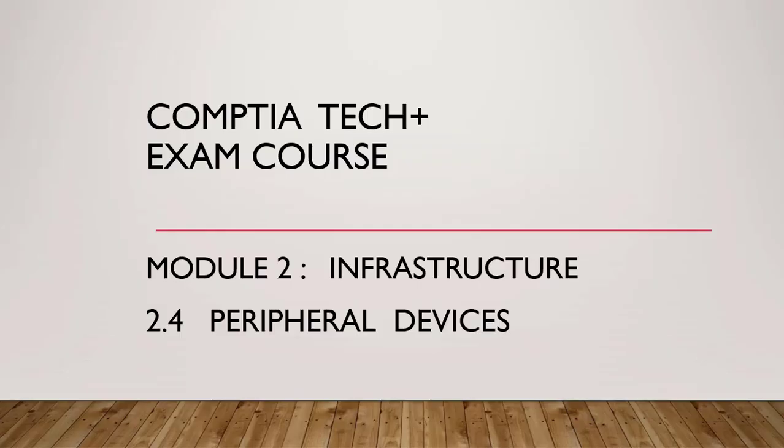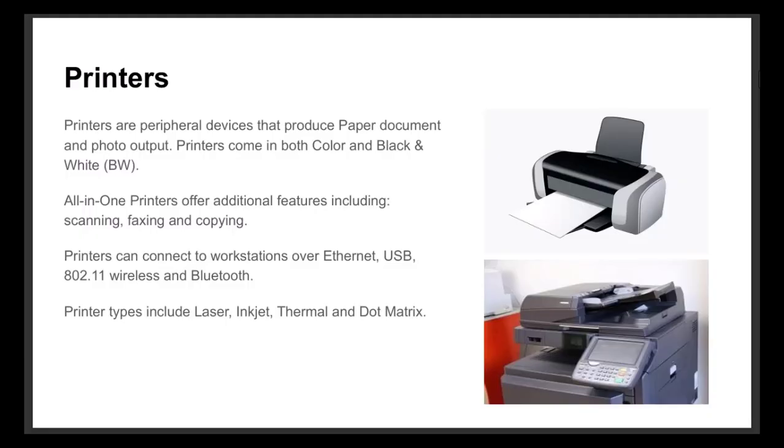In this episode, we're going to continue in Module 2 of the exam objectives by discussing Section 2.4. Our topic is Peripheral Devices. Let's begin. The first peripheral device that we're going to discuss are printers.